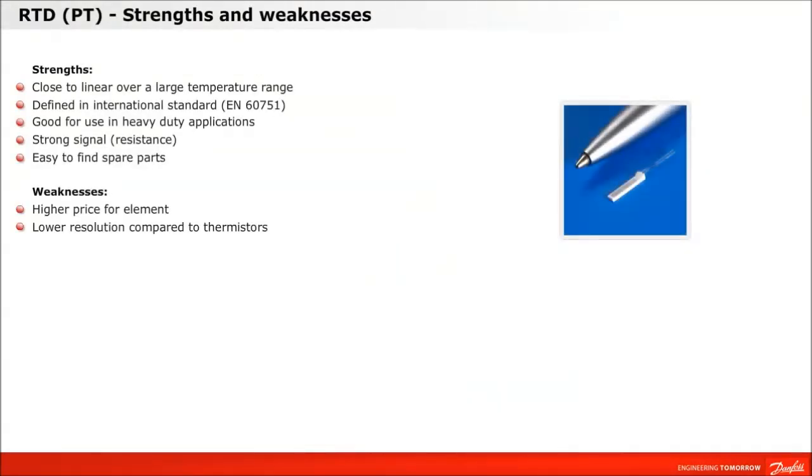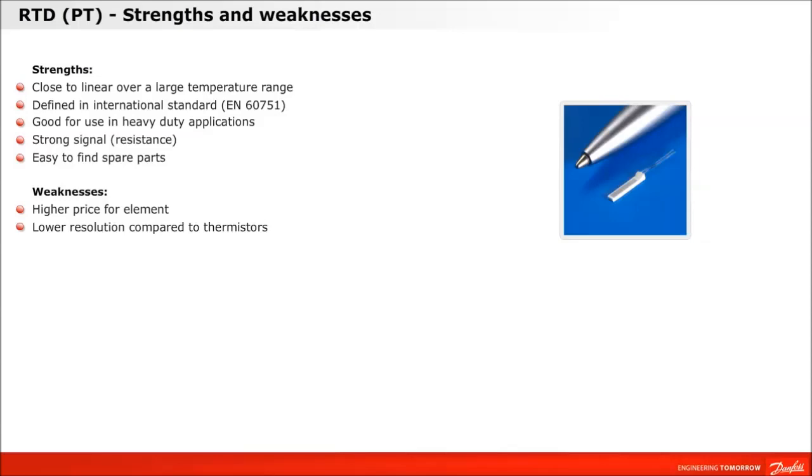The RTD element has various qualities associated with it to differentiate this element type from the others used by Danfoss industrial automation. The RTD element has a nearly linear output curve over a wide temperature range. RTDs are defined by an international standard which regulates their output curve. They are good for use in heavy-duty applications.